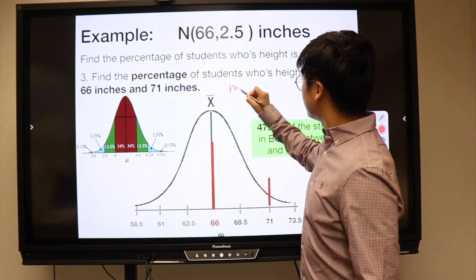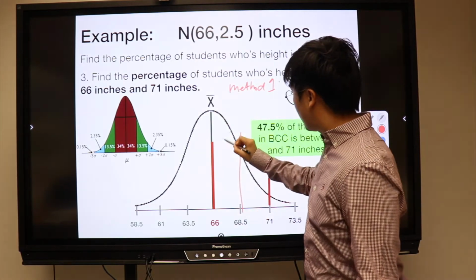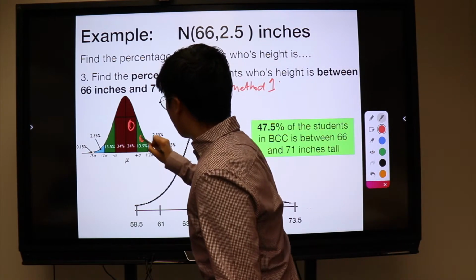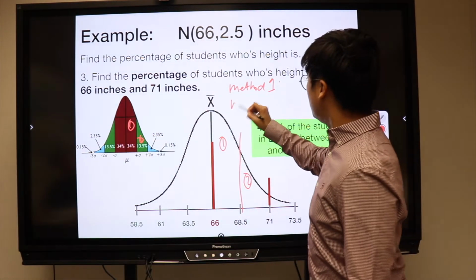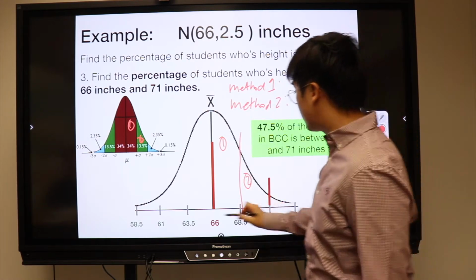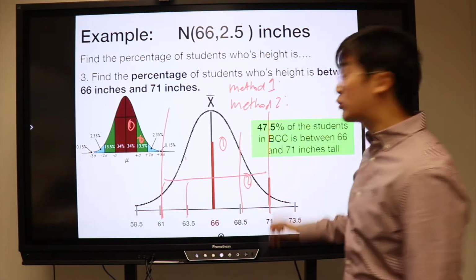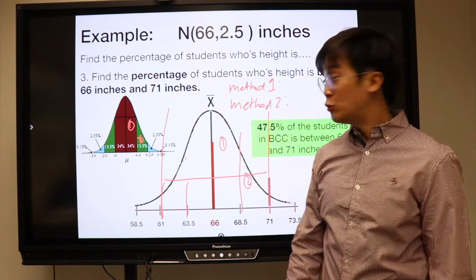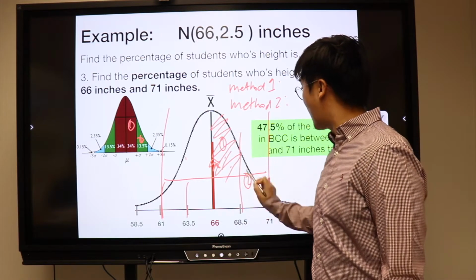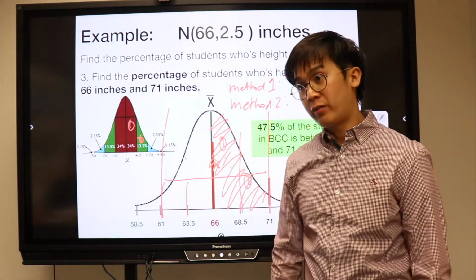Method 1, adding the two partitions based on the percentage in the empirical rule. Method 2, Elizabeth's method. She knows that this much is 2 standard deviations away from the mean. And 2 standard deviations away from the mean is 95%. So what she did was she took half of it and she got the same answer. So you can use both, whichever you prefer.